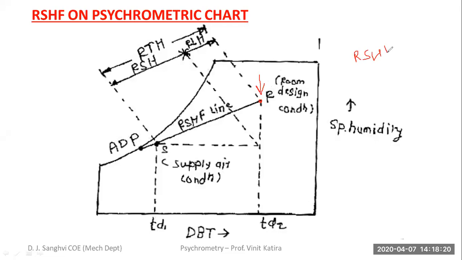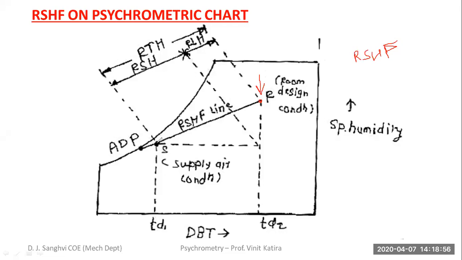Okay, so on the basis of the RSHF number, you will be drawing this line, that is your RSHF line, originating from your room design condition, because from this point you have to cool and dehumidify the air. Because the cooled air that comes inside the room is naturally going to be cooler than your room design condition. So this line is going to represent that cooling and dehumidification process at which the supply air, or the cooled air, must be supplied.